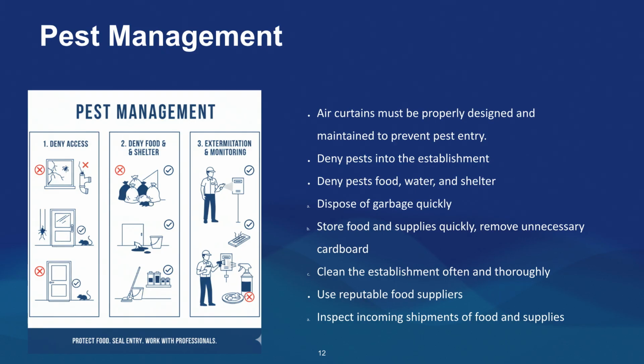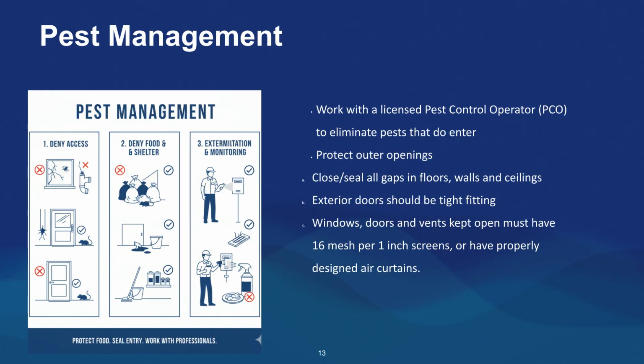To prevent pest entry, air curtains should be properly designed and maintained. Deny pests food, water, and shelter by disposing of garbage quickly, removing unnecessary cardboard, and cleaning thoroughly. Use reputable food suppliers and inspect incoming shipments. Work with a licensed pest control operator to eliminate pests.